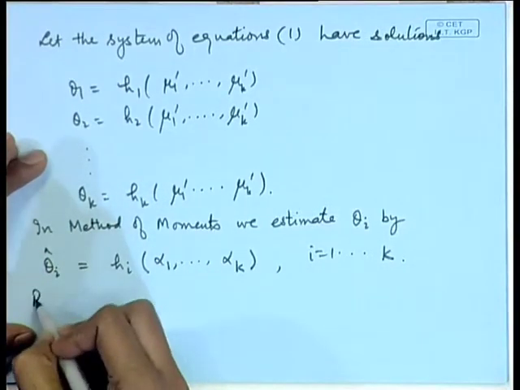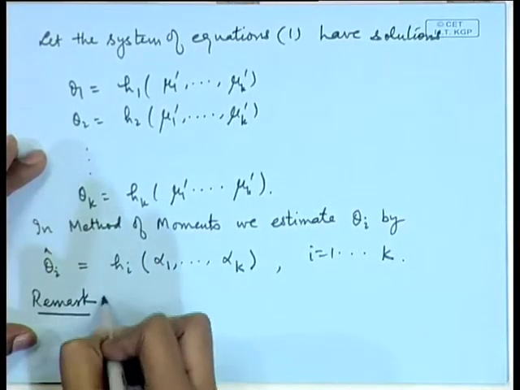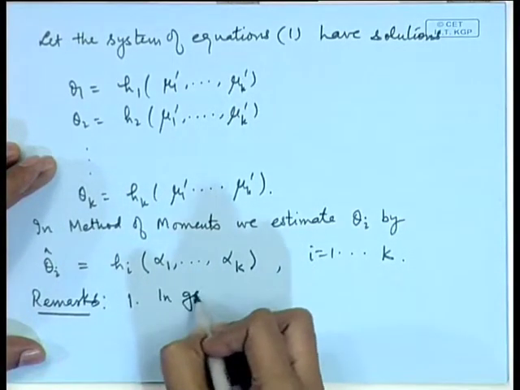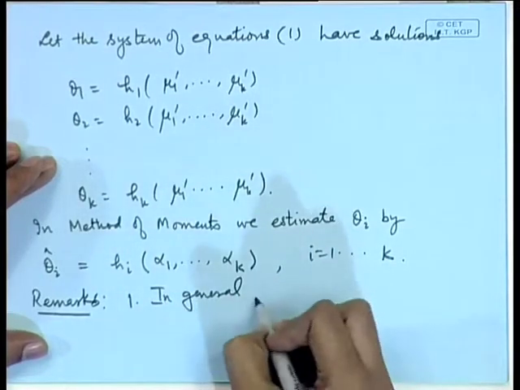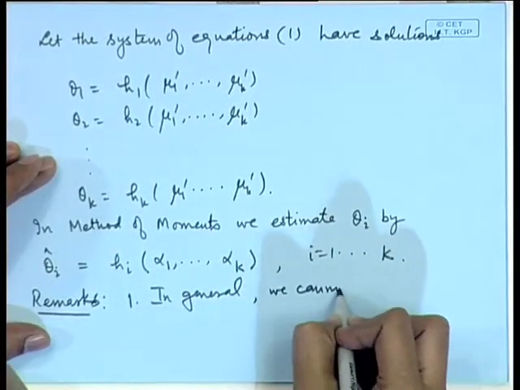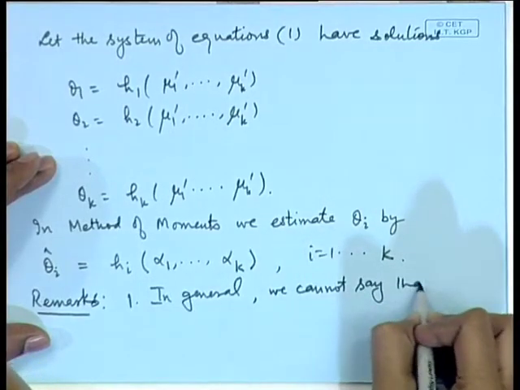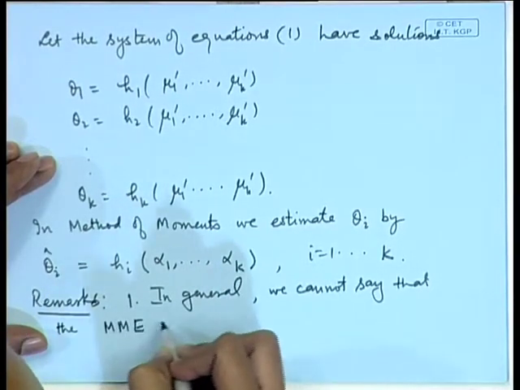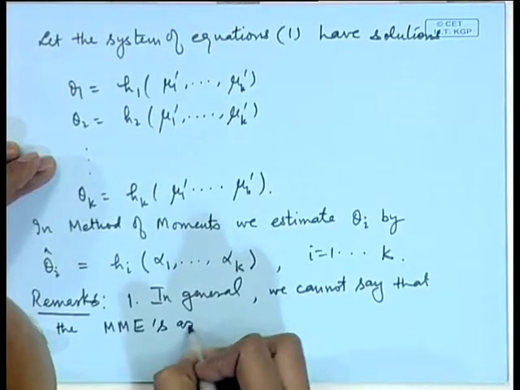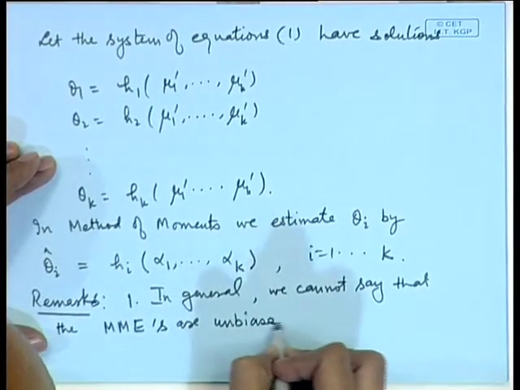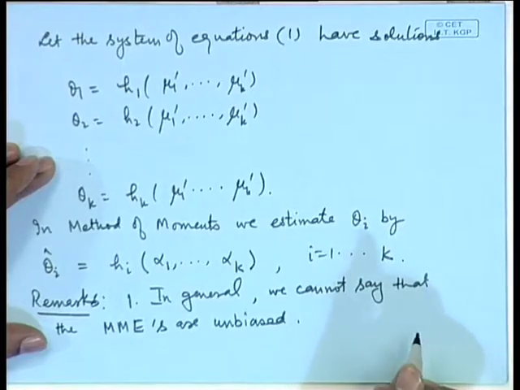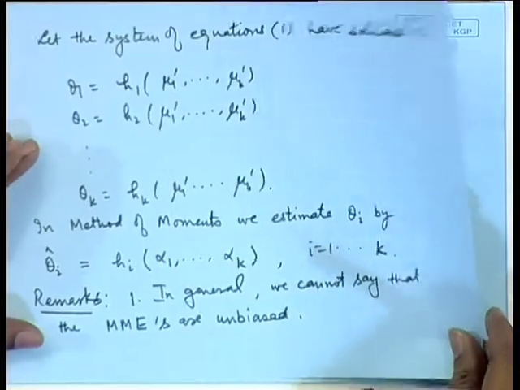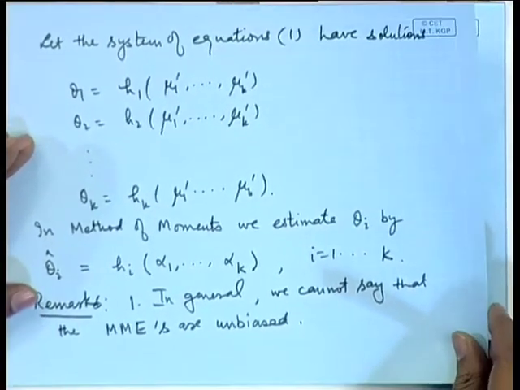Like we had seen that the least square estimates are unbiased, but in general we cannot say that the method of moments estimators, so I will use the word MMEs, in general they may not be unbiased. So, sometimes they may be unbiased, sometimes they may not be unbiased. However, consistency may be true.